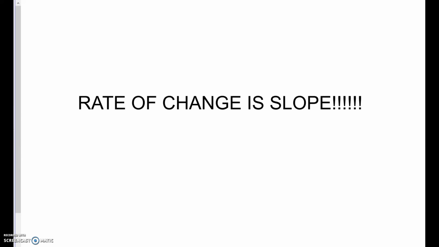Rate of change is slope, or slope is rate of change. You guys have heard slope before when you think about skiing or snowboarding, walking up a hill, walking on flat land. Everything out in that world has slopes, mountains, hills. How steep they are, that is slope. Just remember throughout this whole thing that rate of change is the same thing as slope.